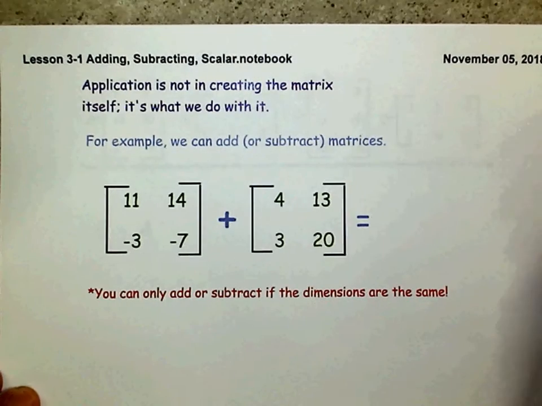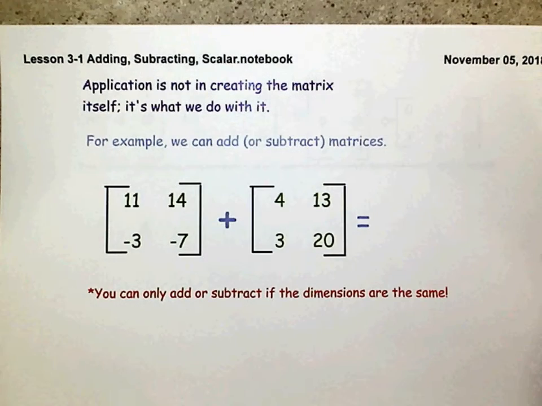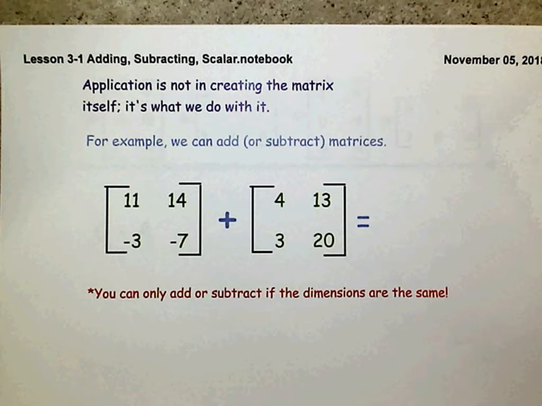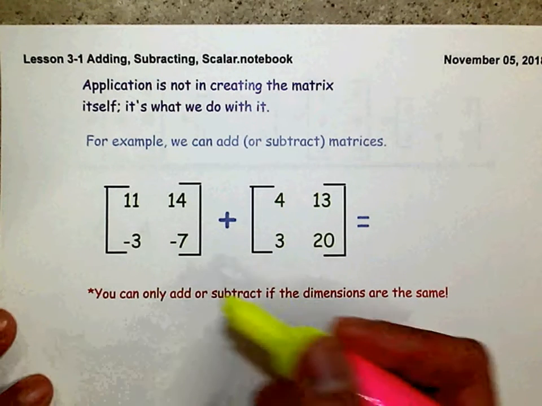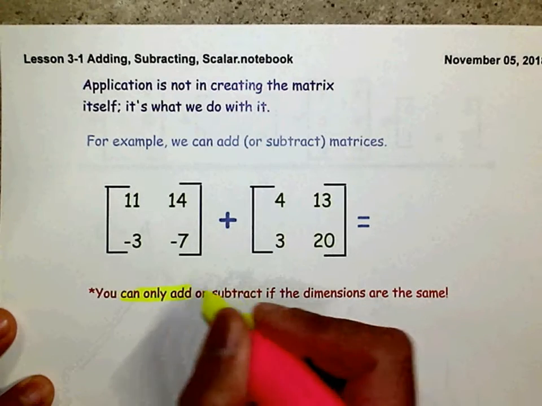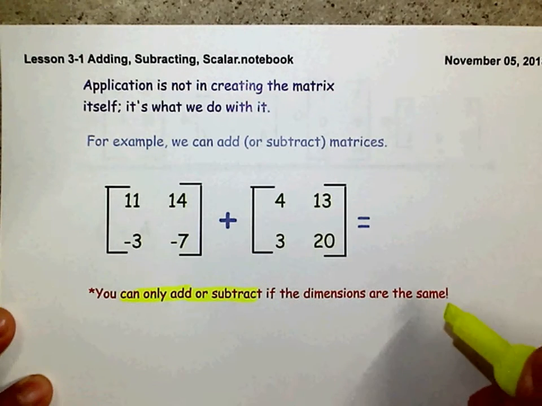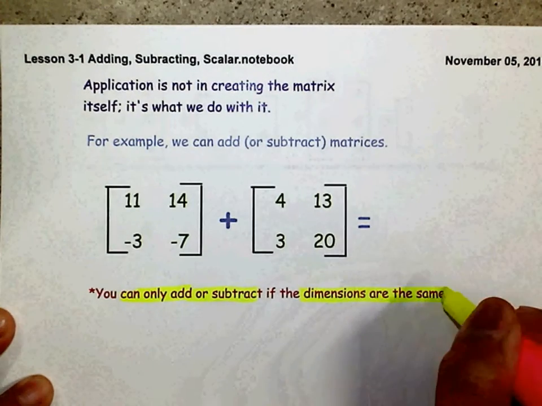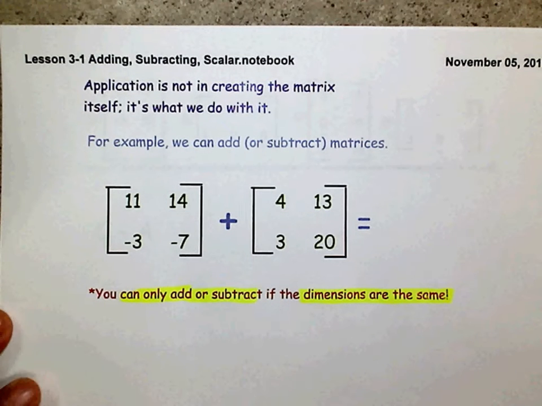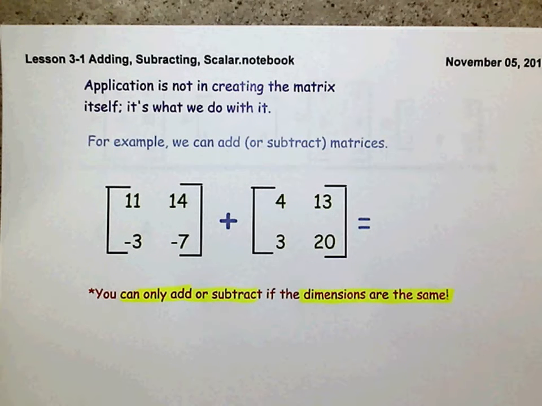So as you notice, we've taken away all the letters and all the labeling and all that because we just want to deal with the matrix. Okay? So, you can add or subtract matrices. Here's the kicker. You can only add or subtract if and only if the dimensions are the same. If the dimension is not the same, you are not going to be able to add or subtract.